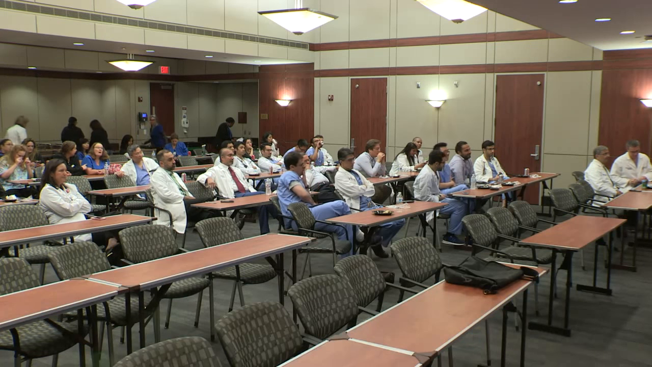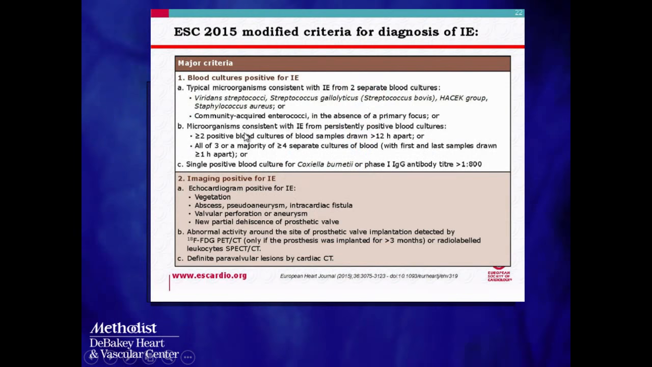So good afternoon, everyone. In the next 10 to 15 minutes, let's try to shift gears from echo to cardiac CT. I have to admit, the Europeans are always one step ahead of us because, as you can see in their most recent 2015 endocarditis guideline, on top of your blood cultures and your echo criteria, you actually have abnormal activity detected on FDG PET, so that's basically your nuclear scan, and or a definite paravalvular lesion detected by cardiac CT, and these are considered major criteria. Not part of the Duke, but part of the major diagnostic criteria.